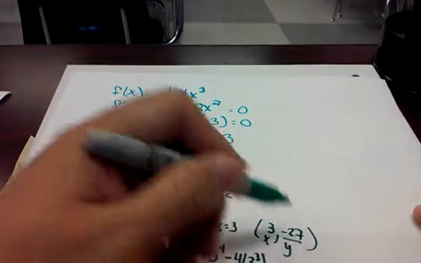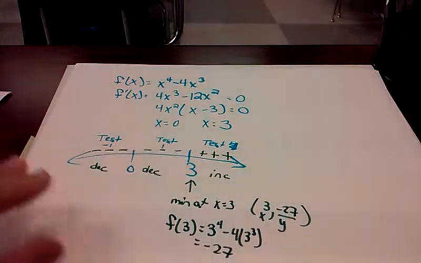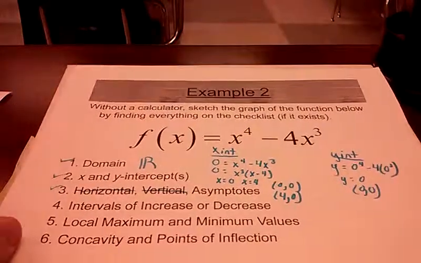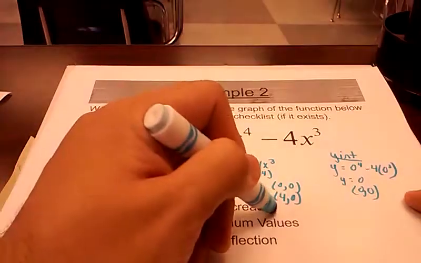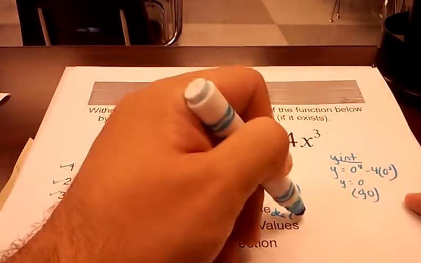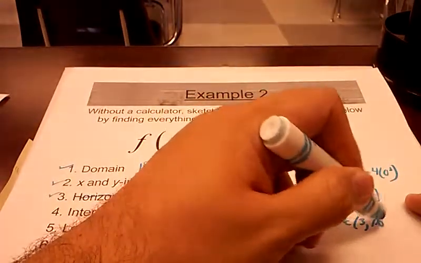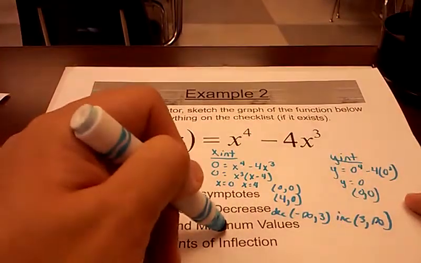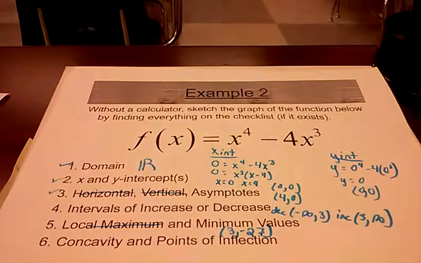So the point would be 3, -27. Okay, so let me pull back this. So the intervals of increasing and decreasing, it would be decreasing from -infinity to 3 and then increasing from 3 to infinity. There are no maxes, but there is a min, and that min is at 3, negative 27.